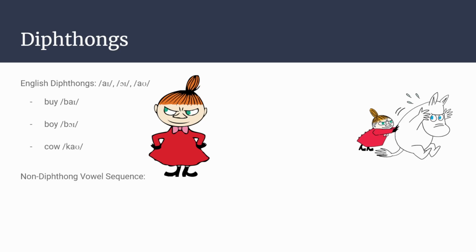Now to give an example of a non-diphthong vowel sequence, so where you have two vowel sounds that come together but they aren't treated as the same syllable, an example in English would be newer. So you have the oo vowel sound and the er vowel sound, but they're treated as two separate syllables. Newer.